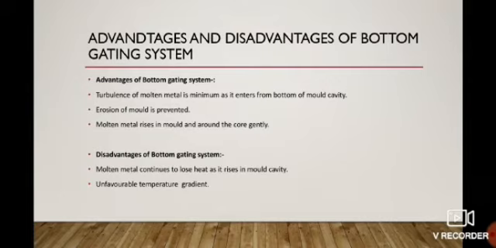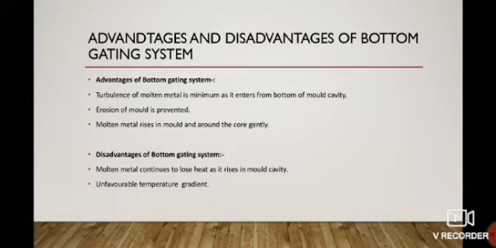Advantages and disadvantages of bottom gating system. Advantages of bottom gating system: turbulence of molten metal is minimum as it enters from the bottom of the mold cavity. Erosion of mold is prevented. Last one, molten metal rises in the mold and around the core gently.